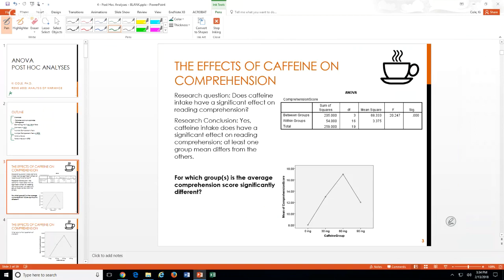And when we evaluate this F from ANOVA, we call this the omnibus, kind of overall ANOVA. That's the omnibus F. And the only conclusion that we have from that is there is an effect and at least one group mean differs. But now we want to know which ones.